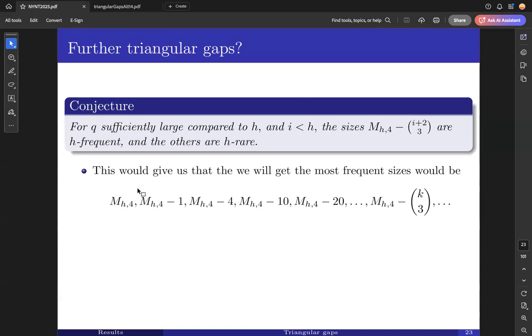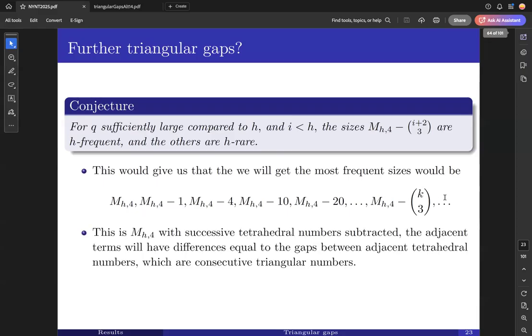So then if this conjecture is true, that is, if I have that these are the h frequent sizes and the others are h rare, again, as long as I is less than h, then the most frequent sizes should be these maximum minus tetrahedral numbers. And of course, successive tetrahedrals have gaps which are triangular, which would explain the triangular gaps.